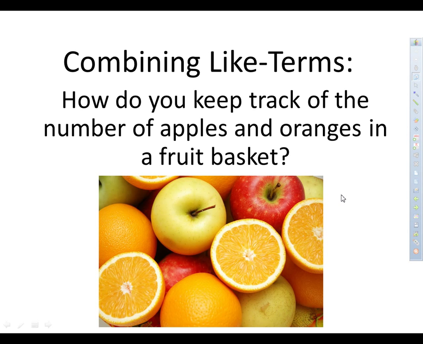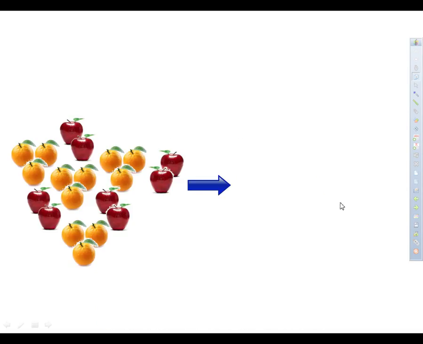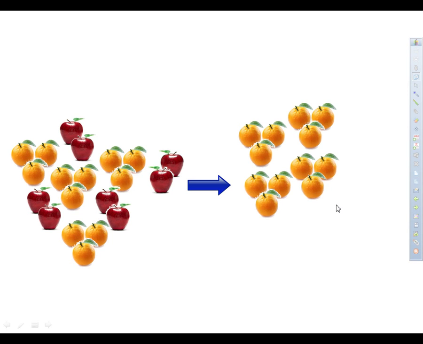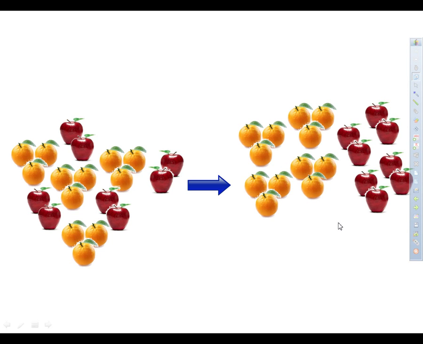So how would you be able to keep track of the number of apples and oranges in a fruit basket? Well, what you would do is take all of the fruit and sort it, taking out all the oranges and counting them up, and taking out all the apples and counting them up. In this example, we have 12 oranges and 8 apples. The 12 and the 8 are what we would refer to as coefficients because they tell us how many oranges and apples we have in our fruit basket.